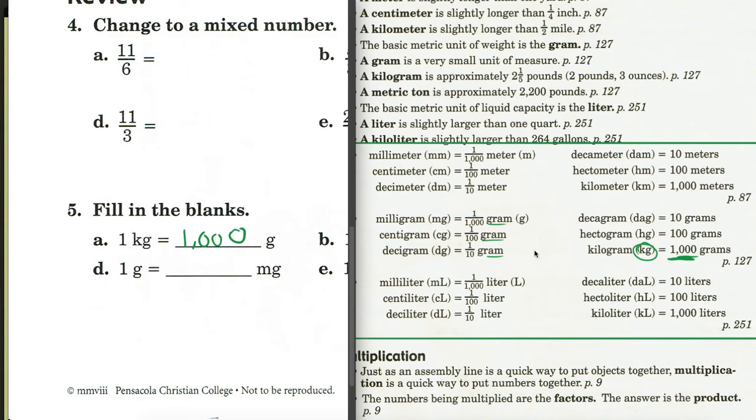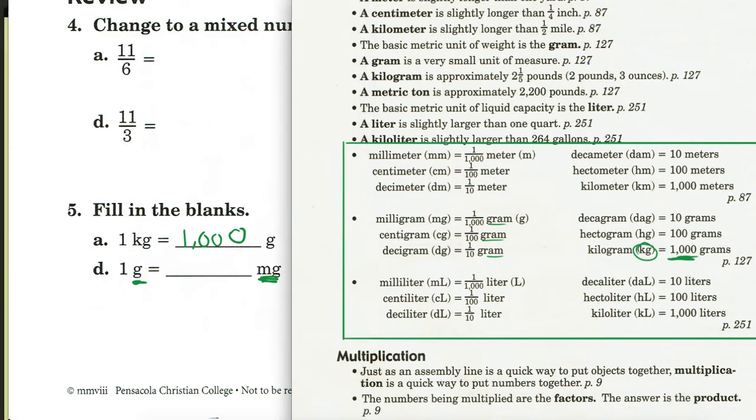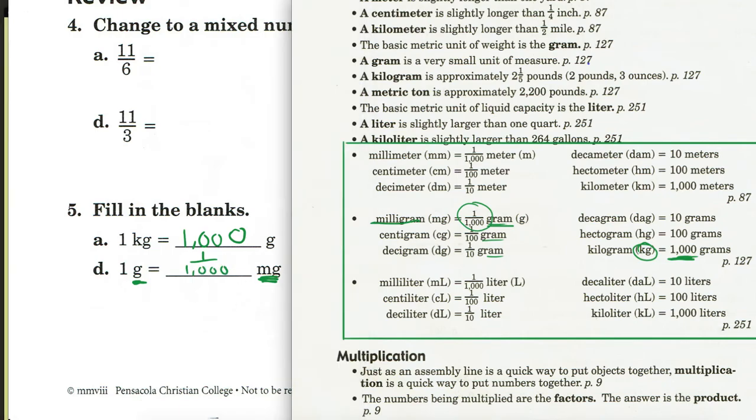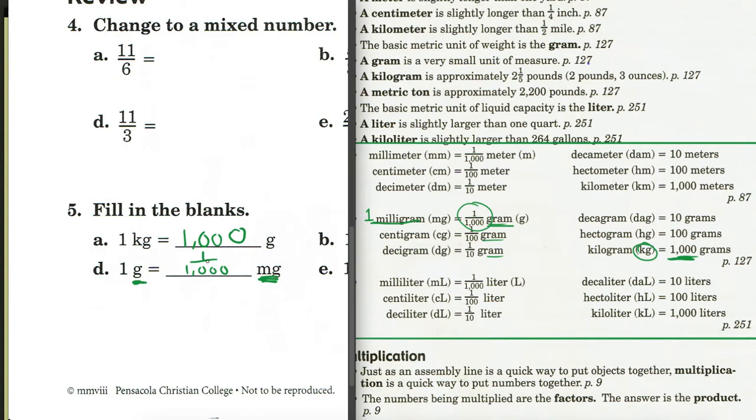Here's the next one. It's asking us how many grams are there in a milligram, mg. If you look at our chart here, you would see milligrams here and grams here, right? So does that mean there's 1/1000th of a milligram in 1 gram? No. Is that what this chart says? No. This is 1 milligram equals 1/1000th of a gram. So I can't write 1/1000th. So what do I write here?